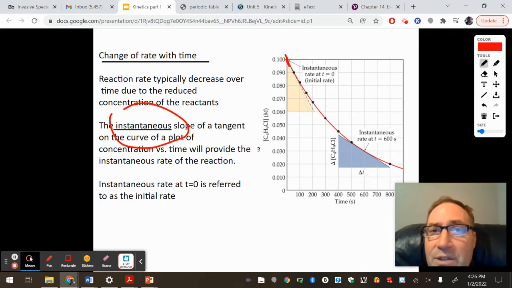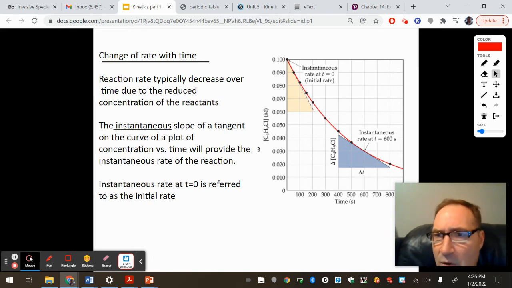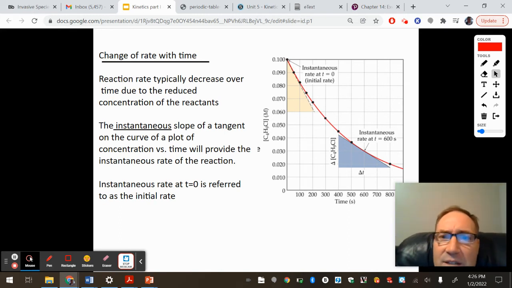So there's two ways to find rate. There's average rate, which is the change over time. And if we're doing that, I'm going to go back up here. That's where you take the data table and you take the difference between the two.